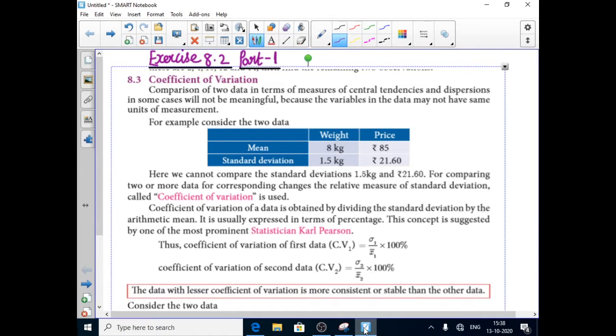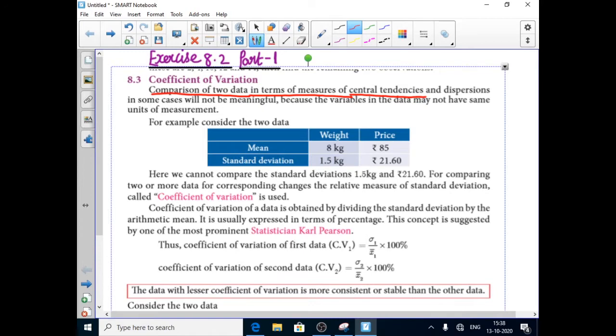In the 9th standard, you studied about measures of dispersion. Now we are studying measures of central tendency. We already studied dispersion, mean, median, mode in 9th standard. Why do we need this concept? For that, they give the explanation: comparing two data. Comparison of two data in terms of measures of central tendency and dispersion.